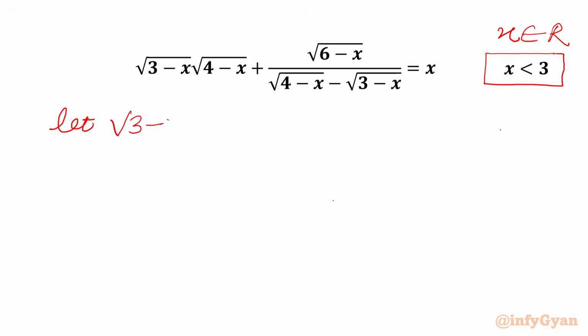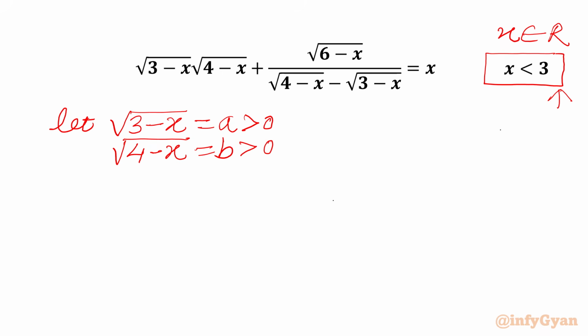Let us say square root of 3 minus x is a. For x less than 3, a must be positive. Square root of 4 minus x equal to b. For x less than 3, b must be positive. Square root of 6 minus x equal to c. For x less than 3, c will be positive only.